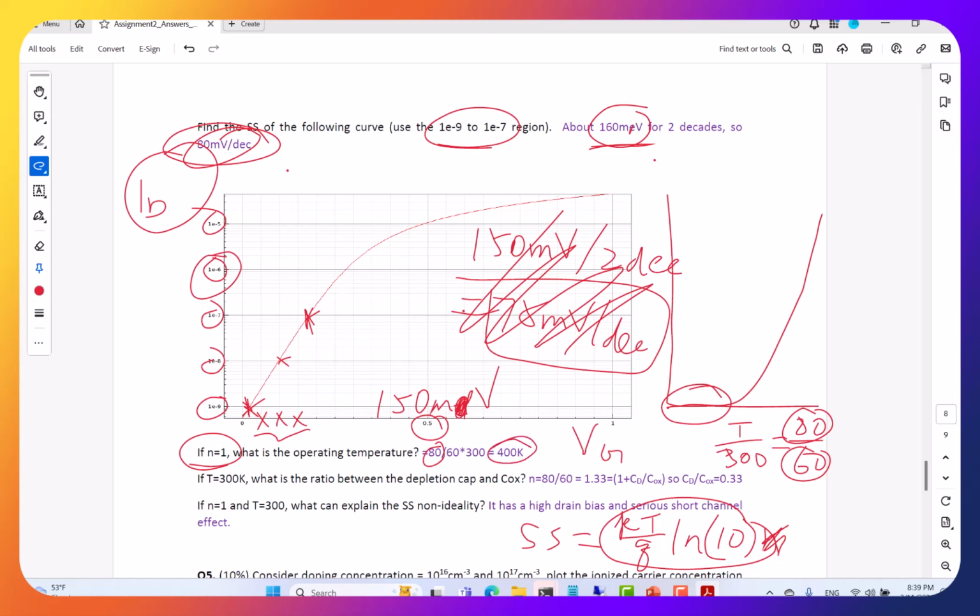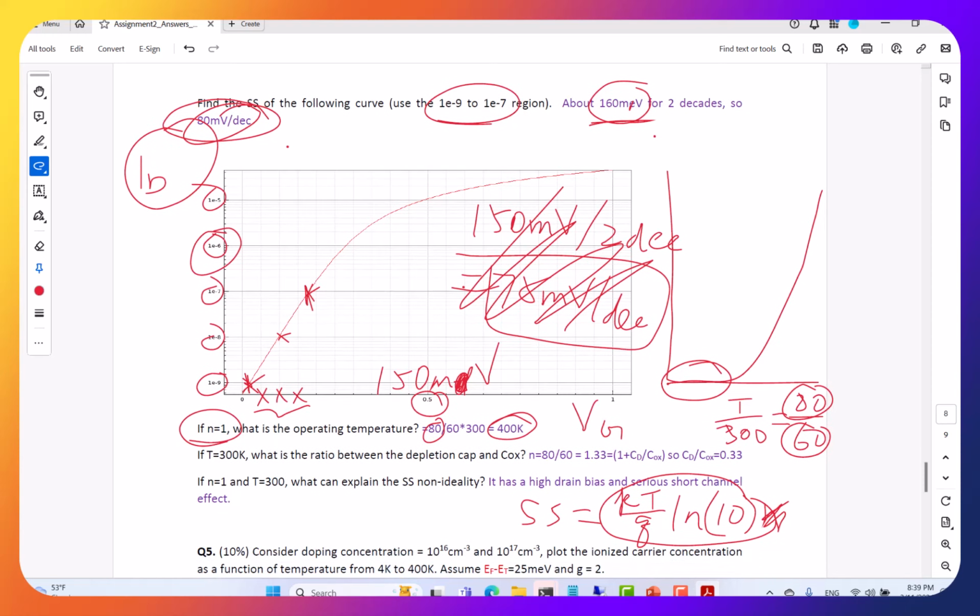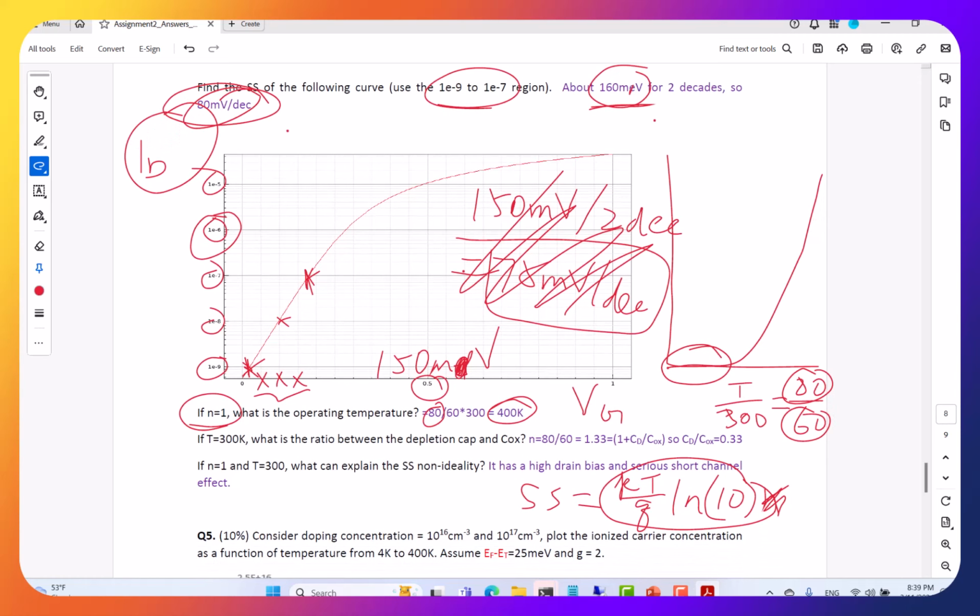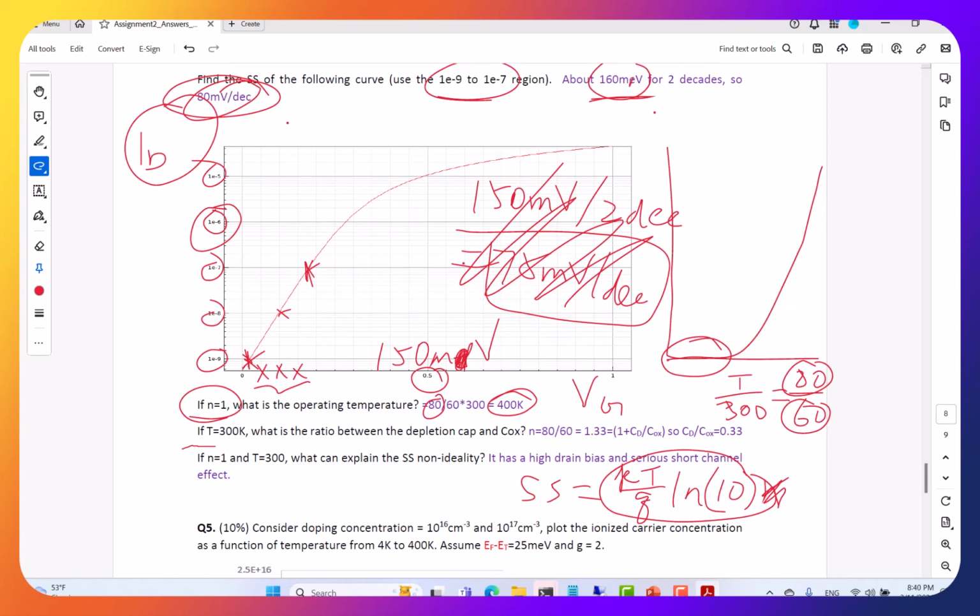So I can use this to measure the temperature in some sense, if I know the n, right? Now I say, actually, it is not 400 Kelvin, it is 300 Kelvin. Then I ask you to explain. Then why I got 80? Because my n is not equal to 1. My n is equal to 1 plus C depletion divided by C ox, right? So from there, you know the C depletion divided by C ox is 0.33.